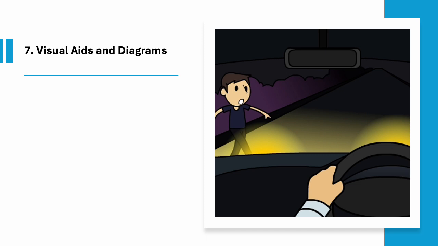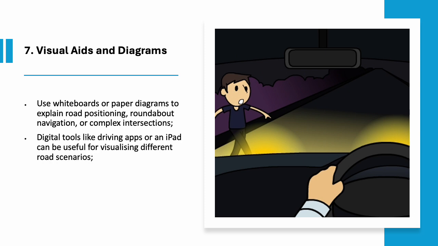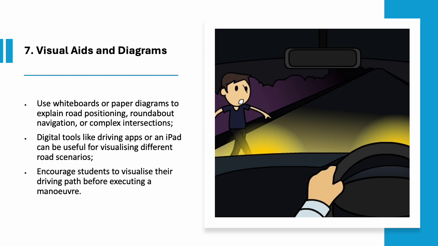Number 7, the use of visual aids and diagrams. Use whiteboards or paper diagrams to explain road positioning, roundabout navigation, or complex intersections. Digital tools like driving apps or an iPad can be useful for visualizing different road scenarios. Encourage students to visualize their driving path before executing a maneuver.